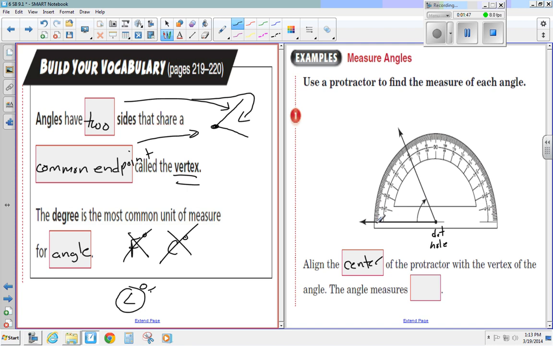So when you look at this, if you start here, you're starting at 0. And you work your way to 10, 20, 30, 40, 50, and then 60. So the angle measures 60 degrees.